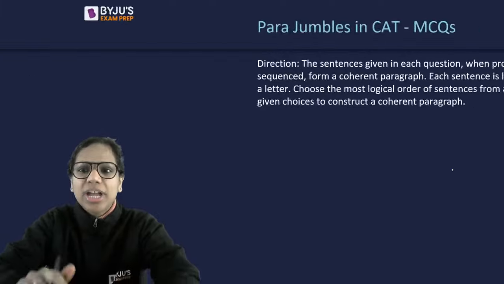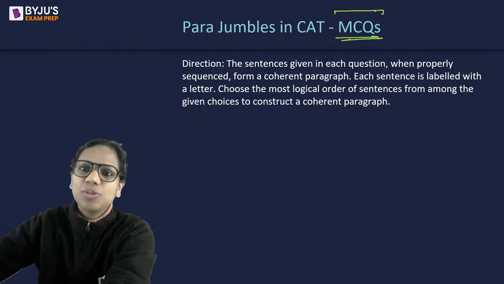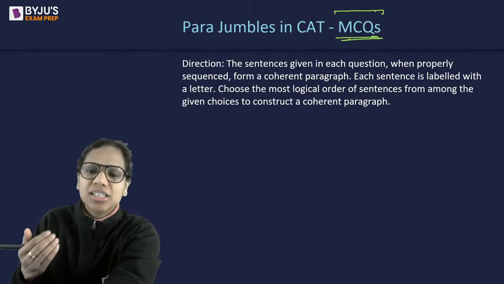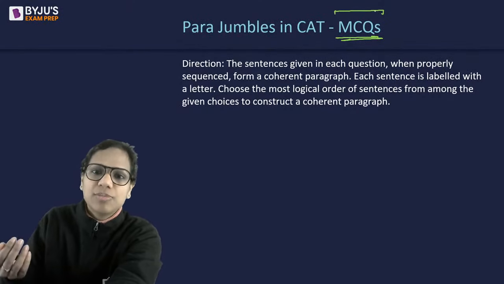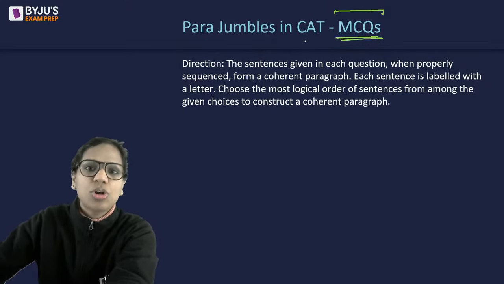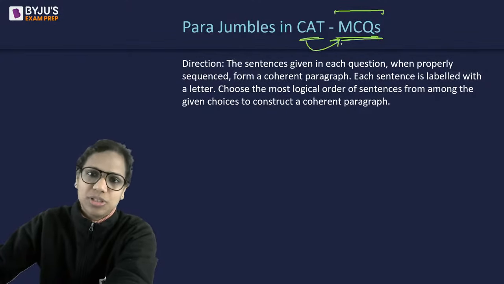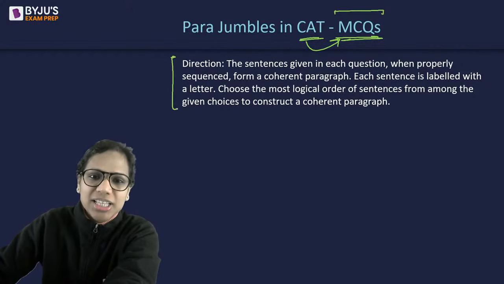So let's have a look at a CAT question, but it's an MCQ, a multiple choice question. Although for the last 7, 8 years, CAT has been asking non-MCQ parajumbles, type in the answer parajumbles, this wasn't always the case. Till 2014, CAT used to ask MCQ parajumbles. So you should be exposed to even those questions. Let's have a look at this.